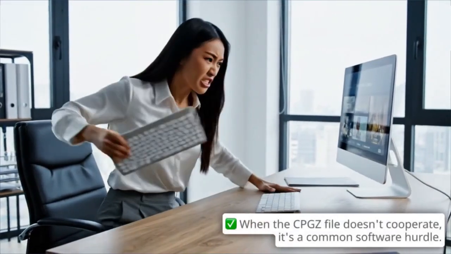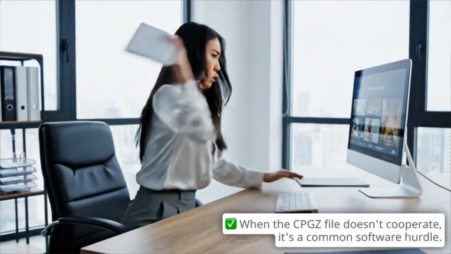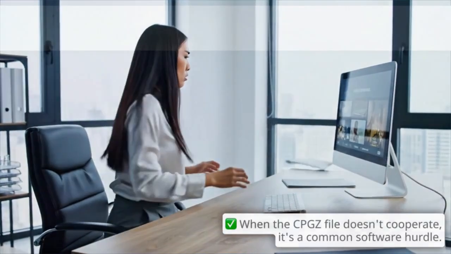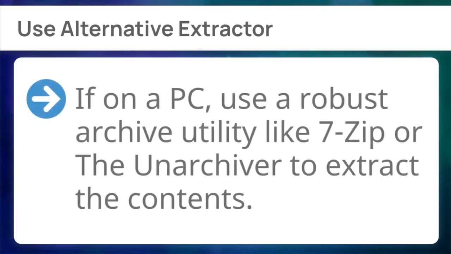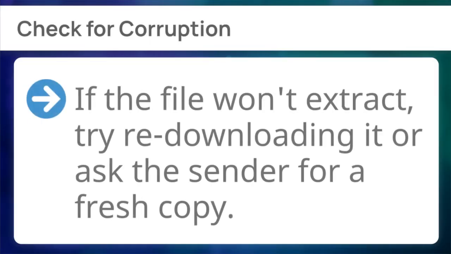Let's initiate a quick test on the following common failure scenarios to see the source of the blockage. First, use Archive Utility. If on a Mac, simply double-click the file to extract it using the built-in archive utility. Next, use Alternative Extractor. If on a PC, use a robust archive utility like 7-zip or the Unarchiver to extract the contents. Finally, check for corruption. If the file won't extract, try re-downloading it or ask the sender for a fresh copy.